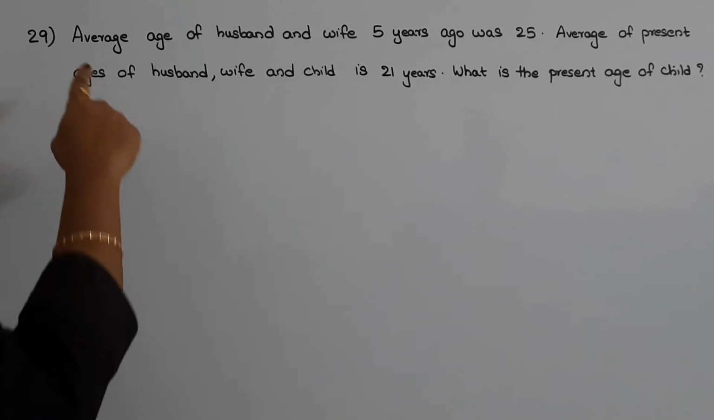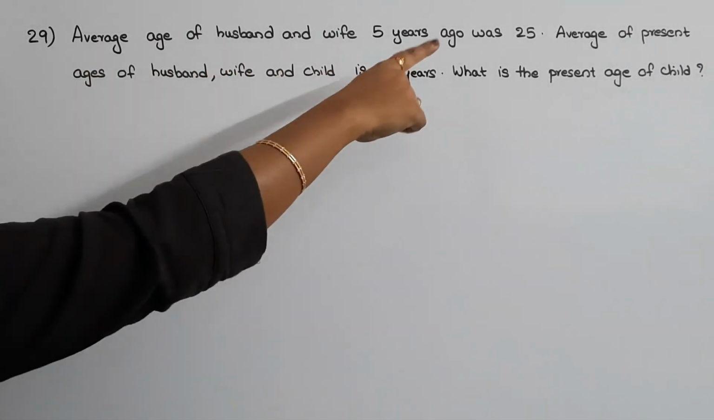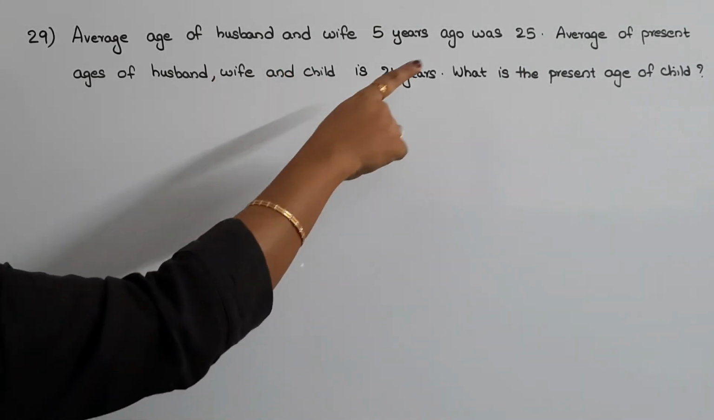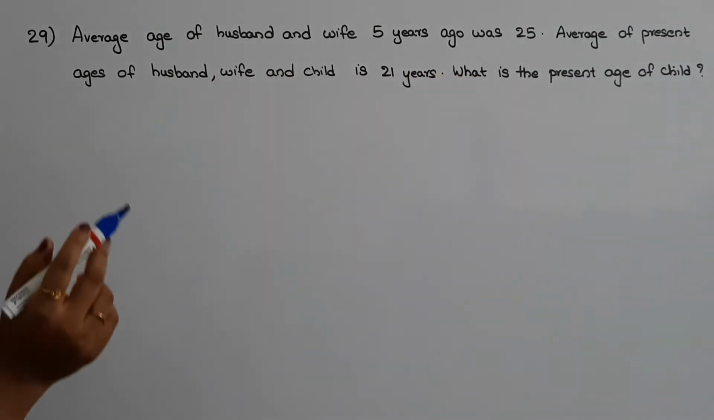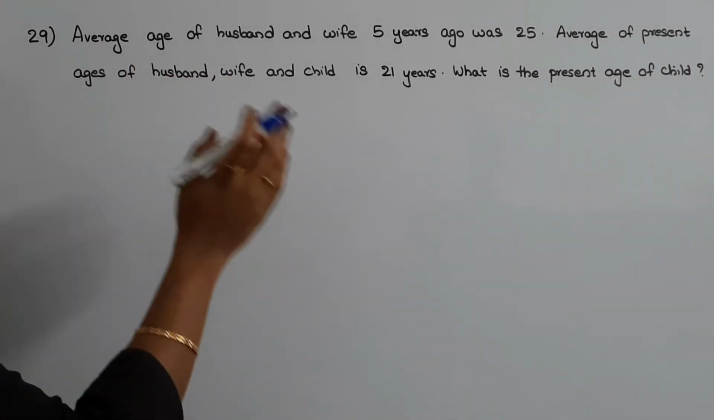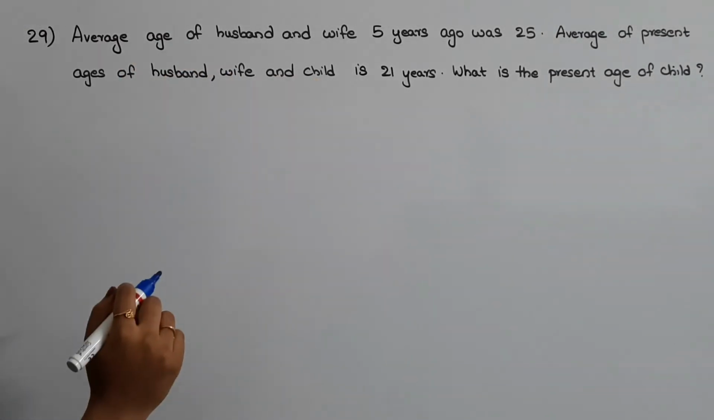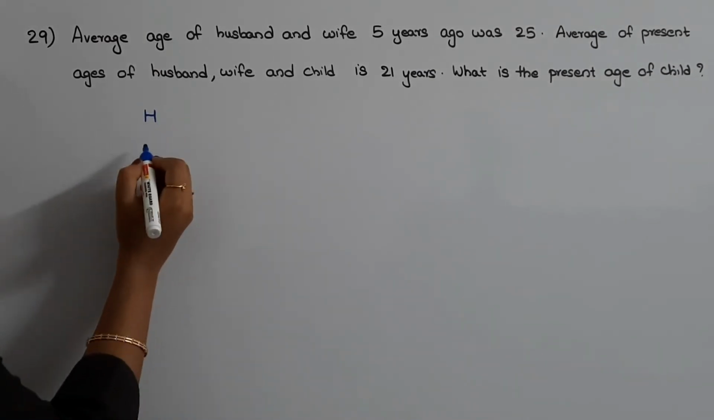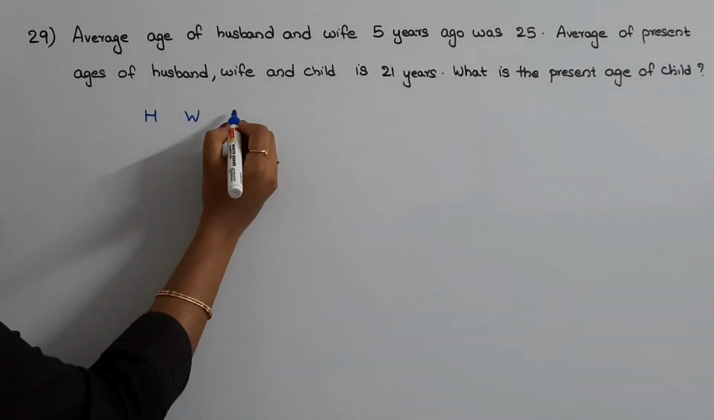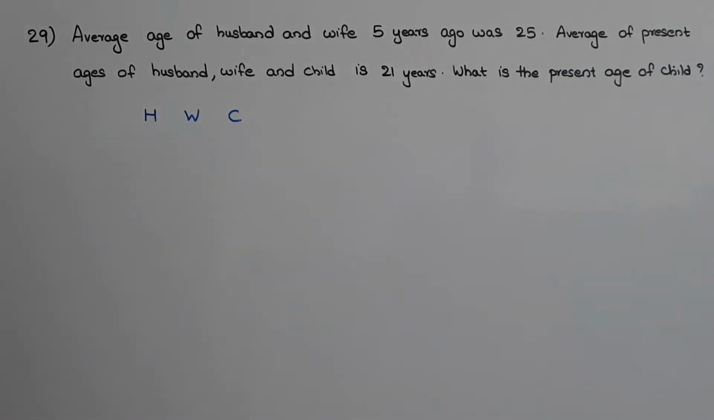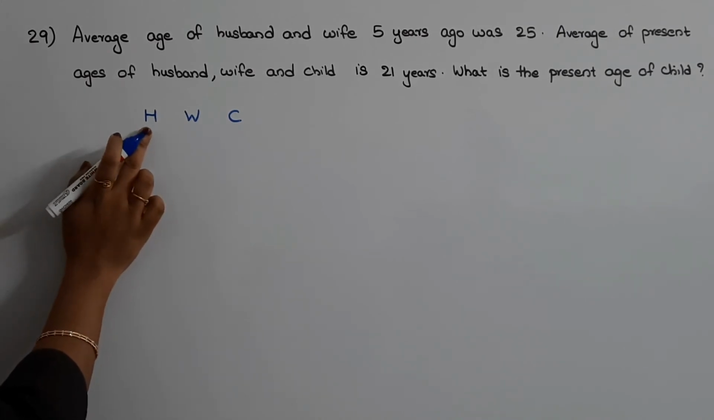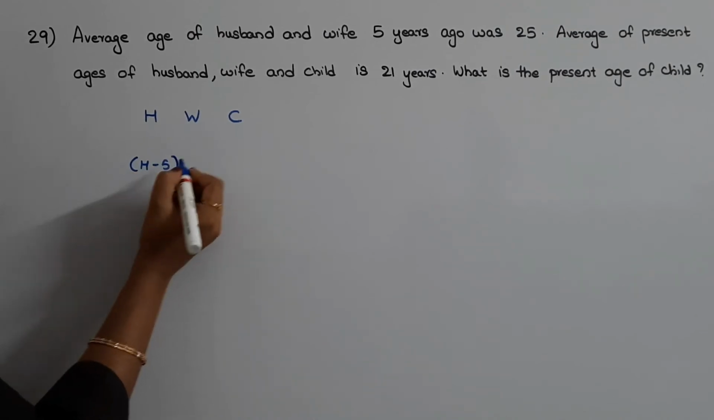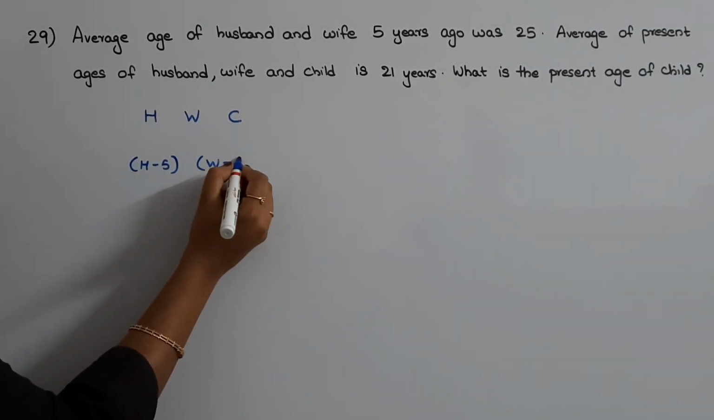The next question is, average age of husband and wife 5 years ago was 25. Average of present ages of husband, wife and child is 21 years. What is the present age of child? So in this question, first they have given the average age of husband and wife 5 years ago as 25. Let us assume the age of husband at present as H, the wife's as W and child's as C. If husband's present age is H, his age 5 years ago will be H minus 5, and wife's age 5 years ago will be W minus 5.